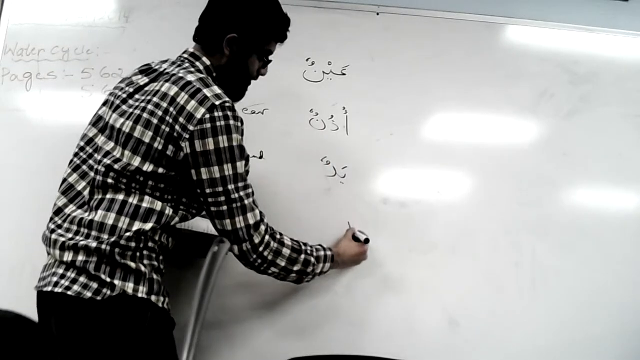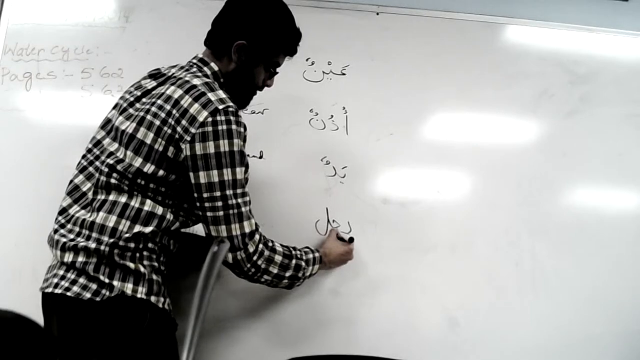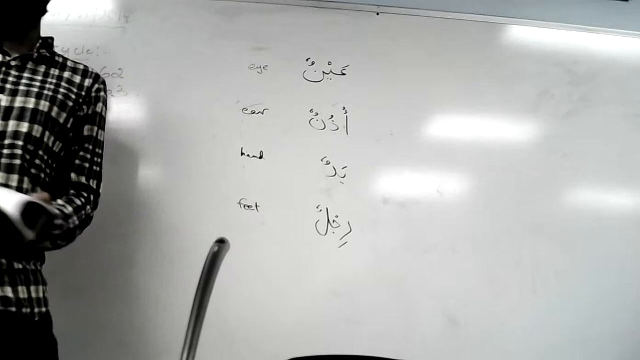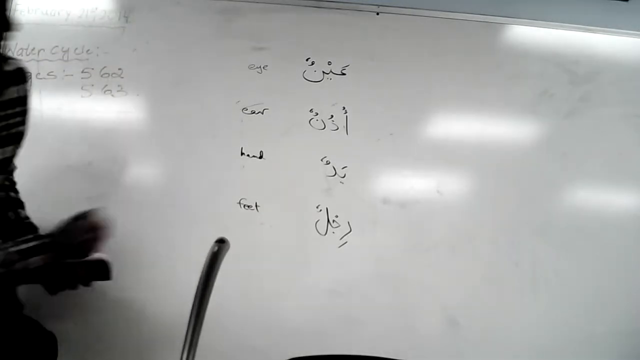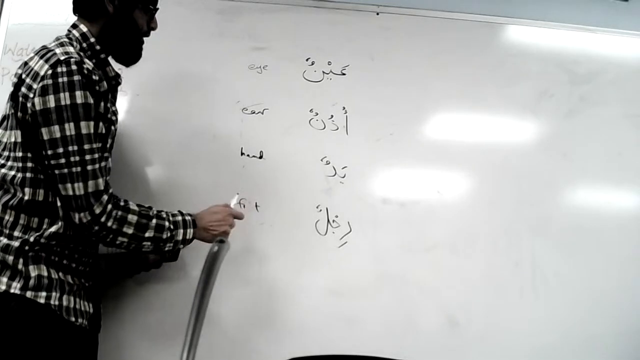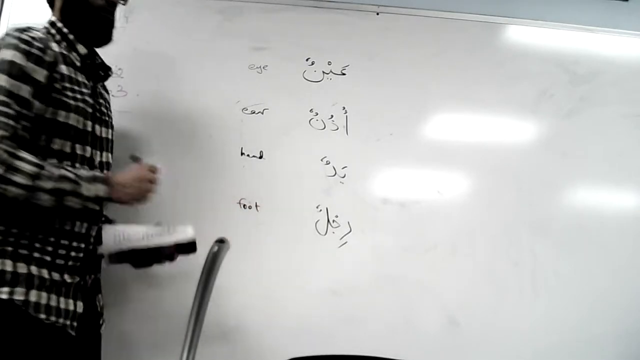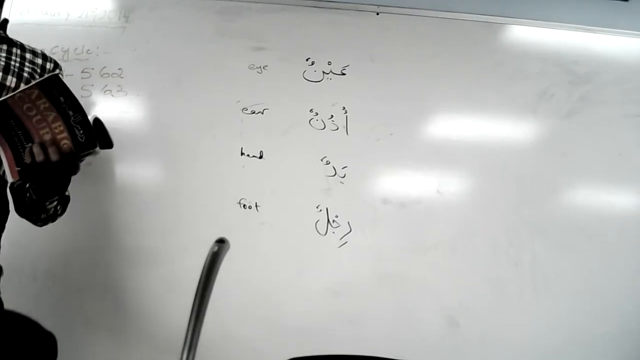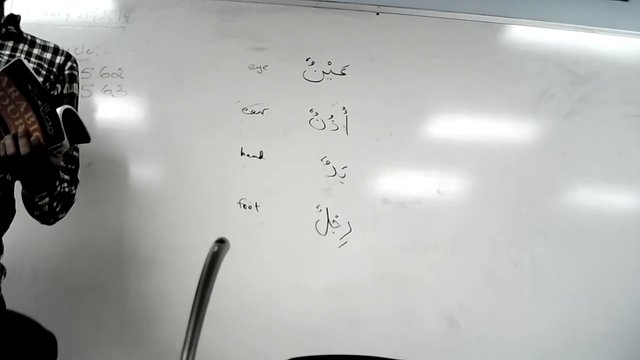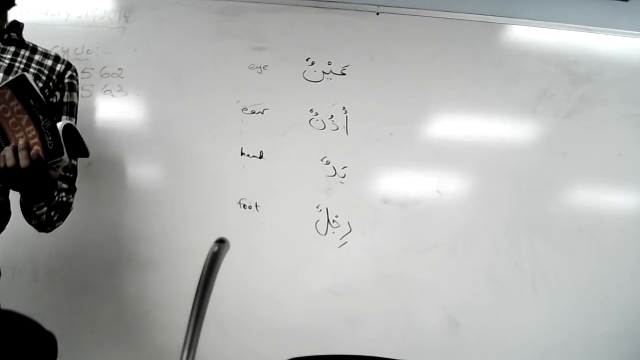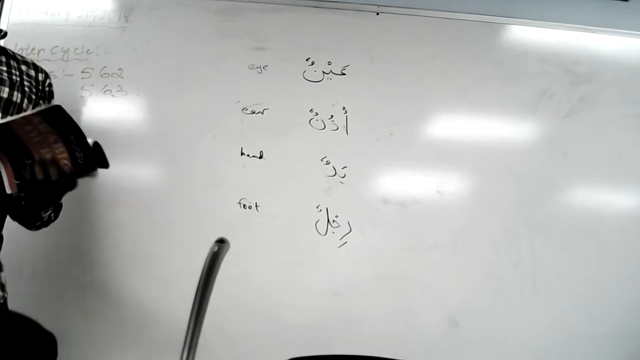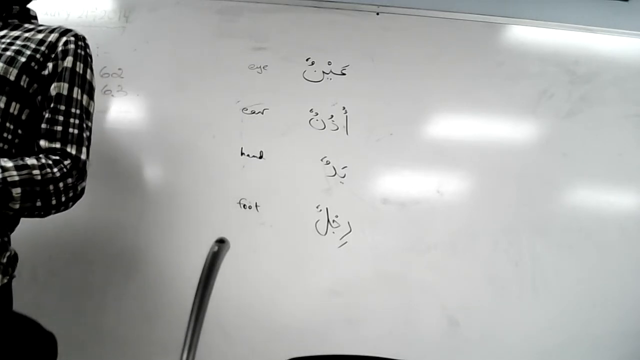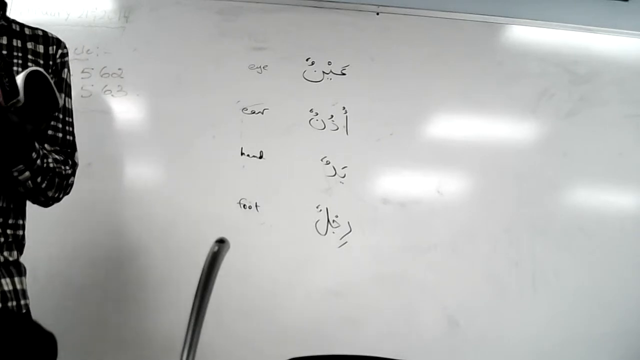And what's feet? Rijlun. Rijlun is 1 foot, actually, so this should be foot. So rijlani means 2 feet. Okay. So li means I have, right? How would you say he has, a masculine person, one person? Lahu, right? Lahu, to him. How would you say we have? Lana. Lana, right? And I have li.